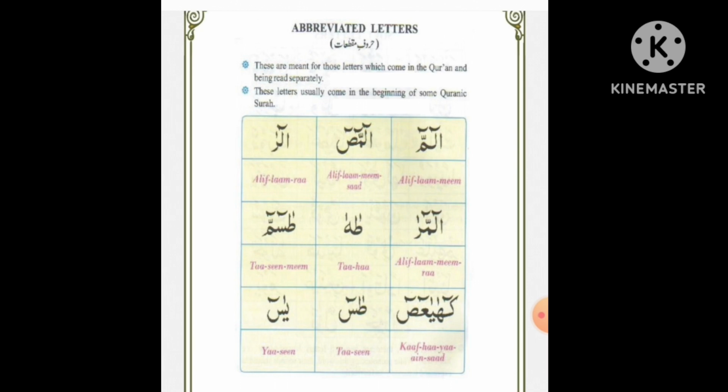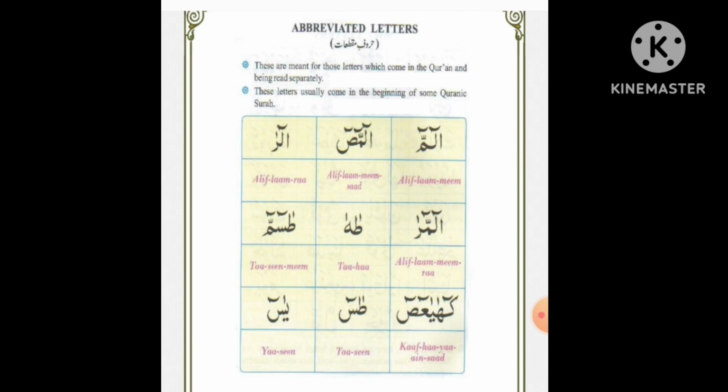Okay. So, what are these letters? These are not words. No one knows about the meaning of these letters. The meaning of the abbreviated letters, the huruf-e muqattiyat, is known only by Allah. Only Allah knows the meaning. Allah subhanahu wa ta'ala knows the meaning. No one other than Allah knows the meaning of these letters. So, in this class today, we are going to learn how to read and pronounce these letters.